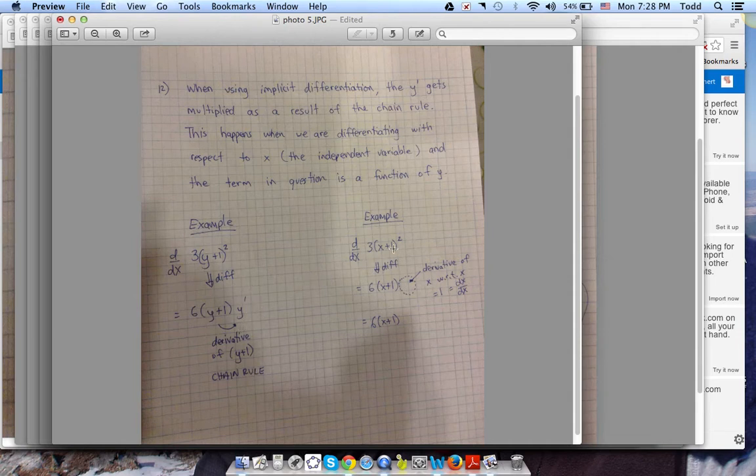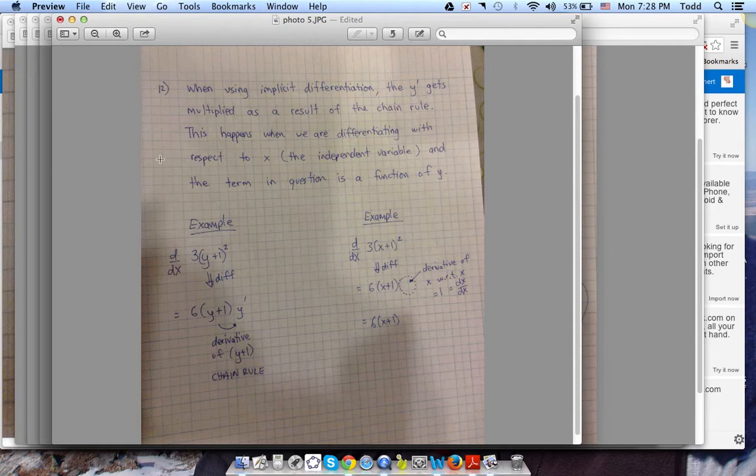Here's another example where you don't need the chain rule. And that's because what you would write here was dx over dx, which is just 1. So that's why there's no y prime in this case. So if you put something like that, you should be fine.